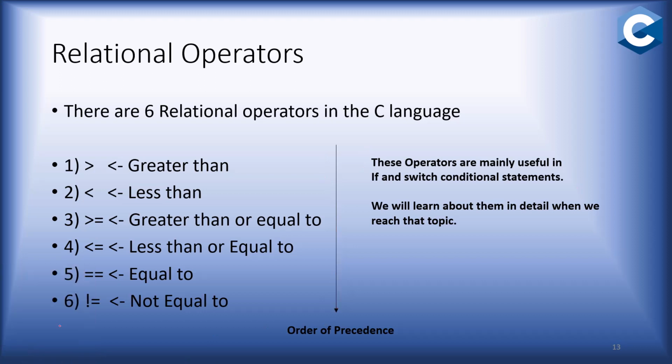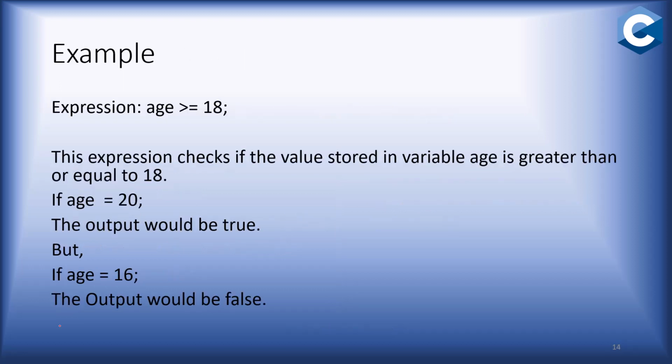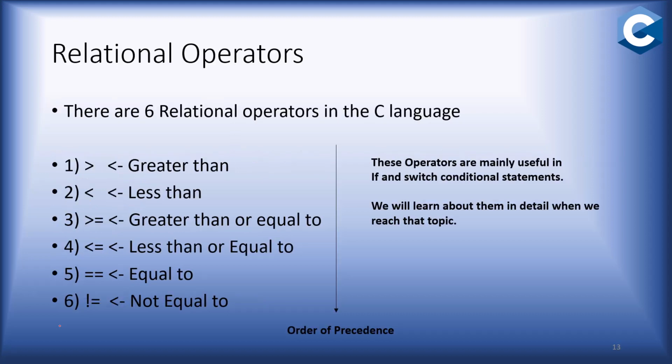Remember, these operators compare values, not variables themselves. So, 5 > 2 is true, but x > y might be true or false depending on the values stored in x and y.